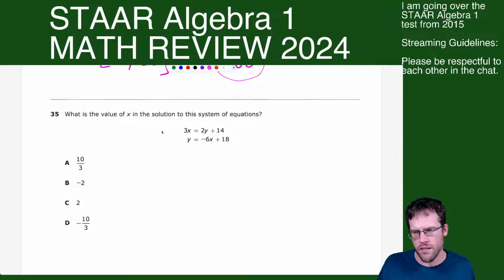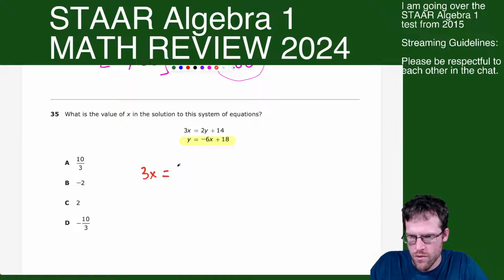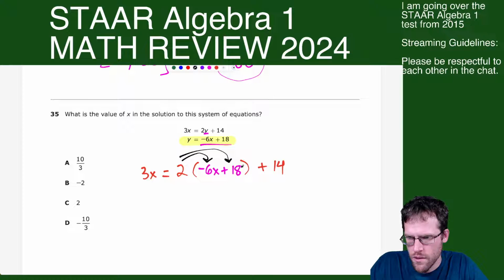All right, this one I'll show two ways. I'll do it by hand, and I'll do it by calculator magic. So by hand, I'm going to use substitution to solve this system. See how this one is already solved y equals? So I could say 3x equals 2 times y plus 14. Y I could replace. So you see this y, I'm going to plug in negative 6x plus 18. And now I have this. I have 3x. 2 times negative 6x is negative 12x. And then 2 times 18 is 36.